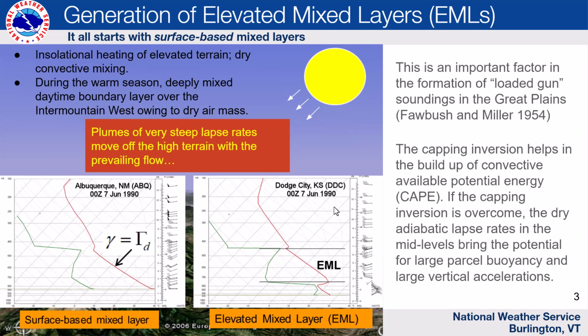The elevated mix layer is an important factor in the formation of loaded gun soundings in the Great Plains, which were documented by Fawbush and Miller dating back to their paper published in the Bulletin of the American Meteorological Society in 1954. The capping inversion evident on the Dodge City sounding helps in the buildup of convective available potential energy, or CAPE. If this capping inversion is weakened and overcome at a later time, the dry adiabatic lapse rates in the mid-troposphere bring the potential for very large buoyant accelerations and the potential for severe convective storms.